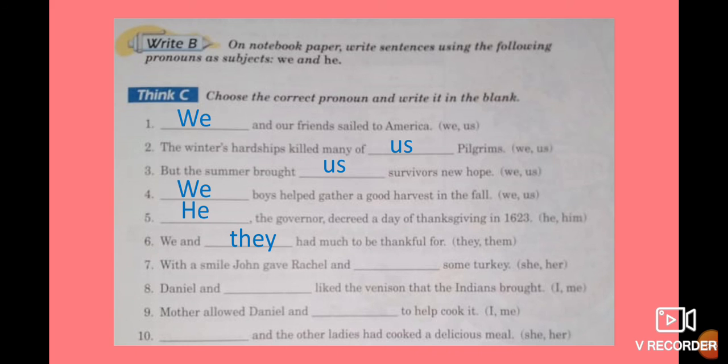Number 7, with a smile, John gave Rachel and her some turkey. Exactly, this one is an objective because first we have an action verb that in this case is gave, so we need an objective pronoun after this verb. Number 8, Daniel and, in that case I, because this is part of the subject, we don't use an objective pronoun, we use a subjective pronoun. Number 9, mother allowed Daniel and me to help cook it. Okay, so we have a verb, then we need an objective pronoun.